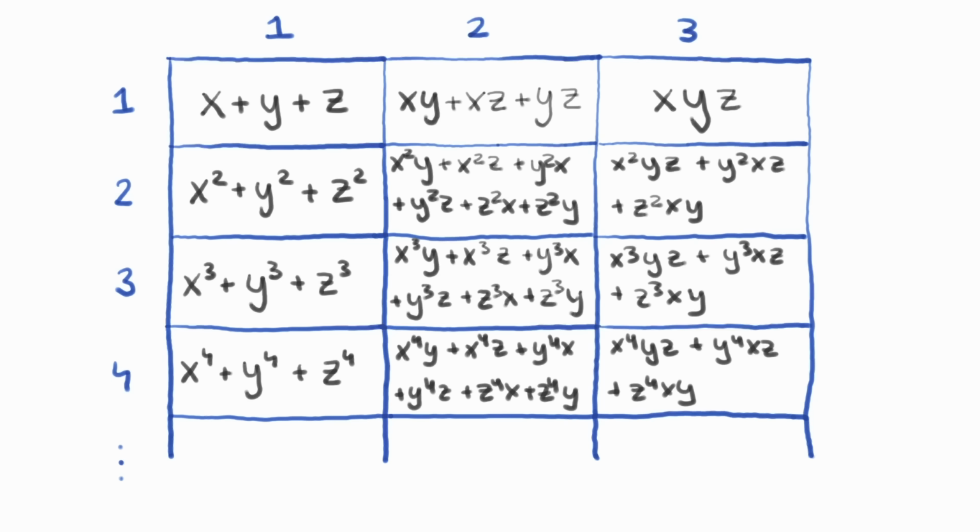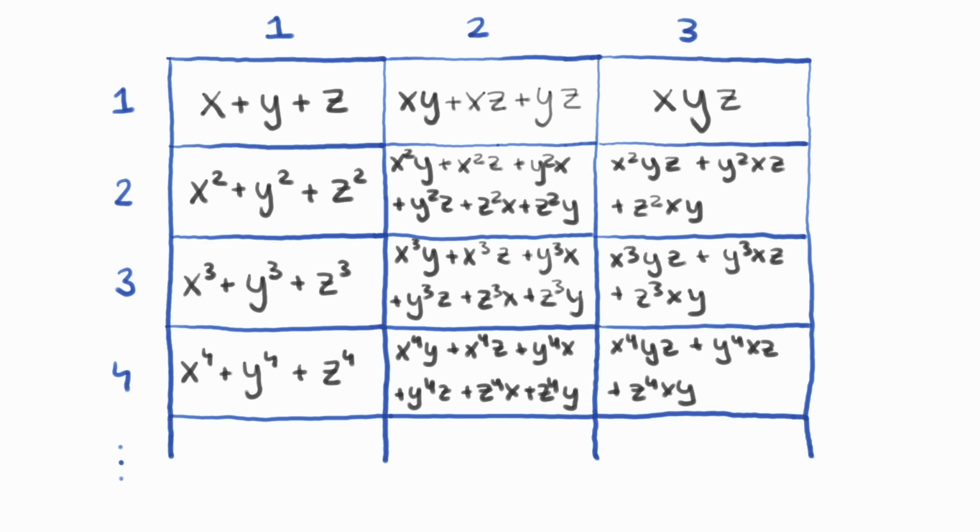Our mission is to show that any entry in the first column, the power sum polynomials, can be expressed using entries in the first row, the elementary symmetric polynomials. Perhaps you're curious why we've bothered to populate the table with all of these other, seemingly unrelated, entries. The reason is that these auxiliary expressions will help us with our proof.